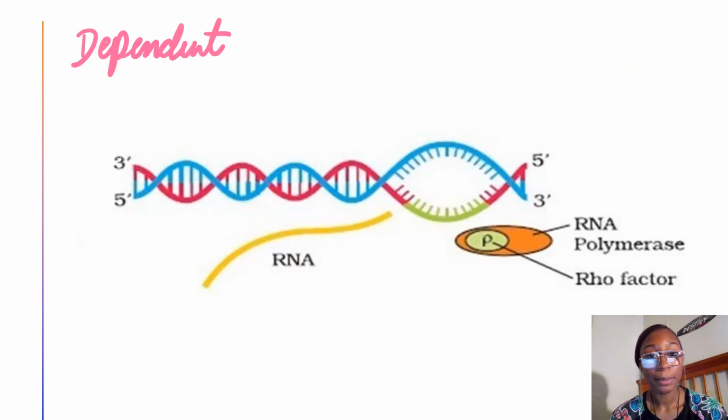In rho-dependent termination, the helicase protein rho terminates transcription. Rho acts as a helicase and unwinds the DNA-RNA hybrid strand to end transcription.